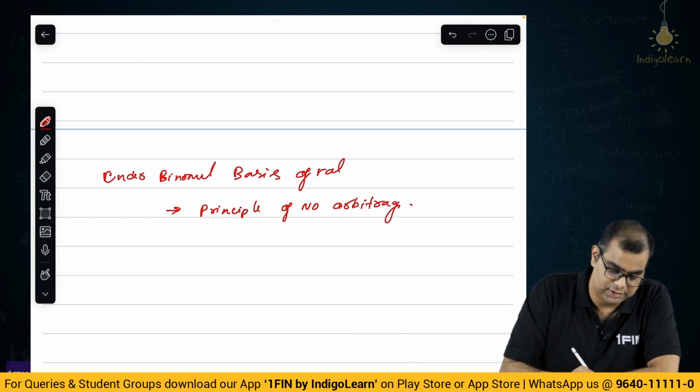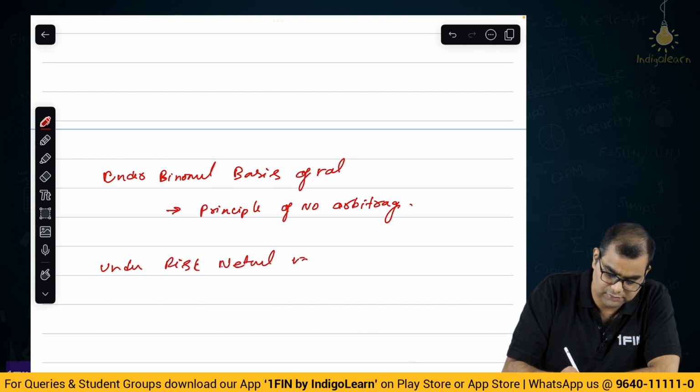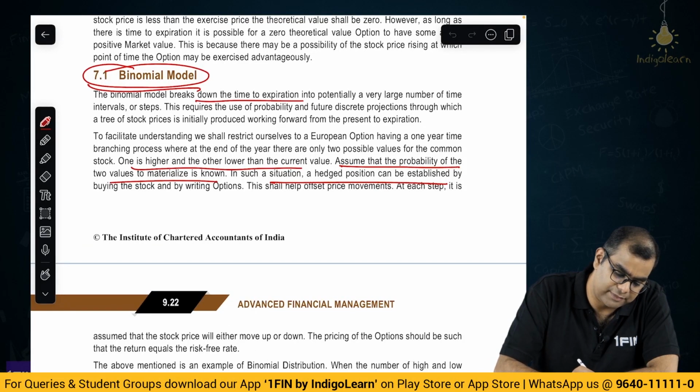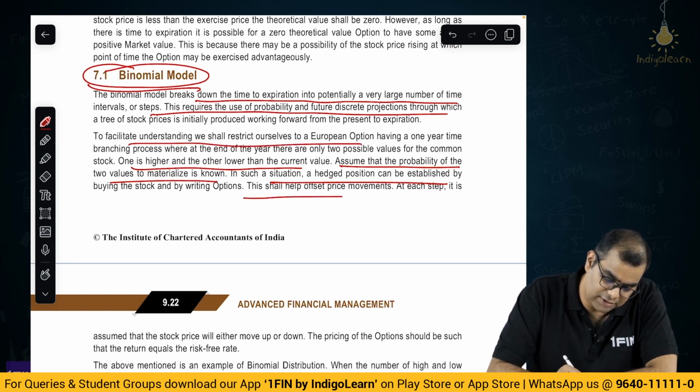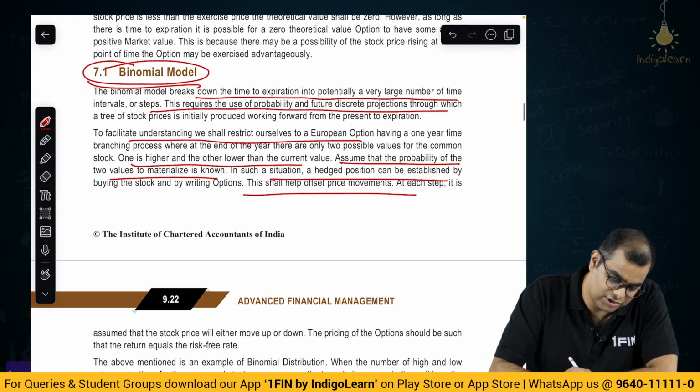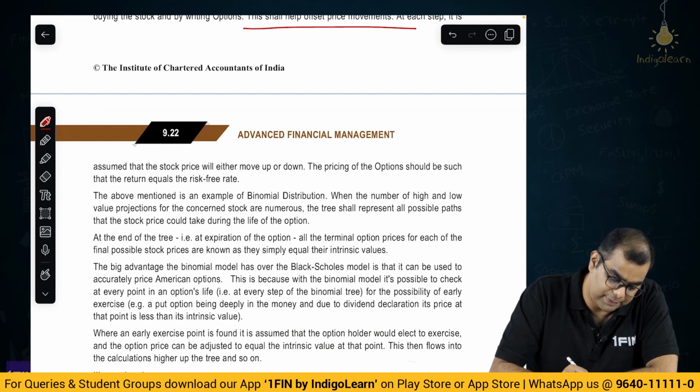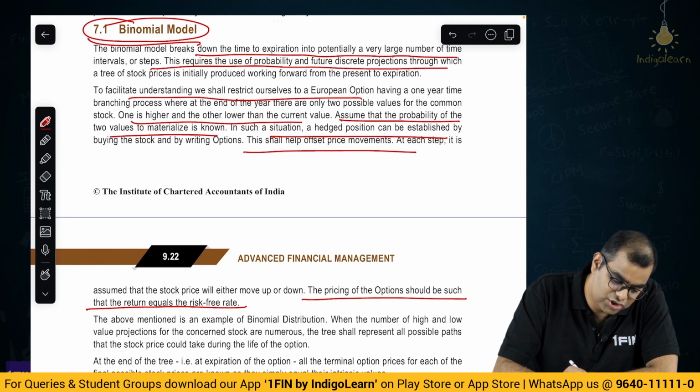okay. Under risk neutral valuation, the binomial method breaks down time into potentially very large number of time intervals or steps. This requires use of probability in future discrete projections to facilitate valuation of European option, all of that. Assume that probability of two values is known in such situations, so on and so forth. Pricing of options should be such that the return equals the risk-free rate. Assume that the probability of two values to materialize is known.